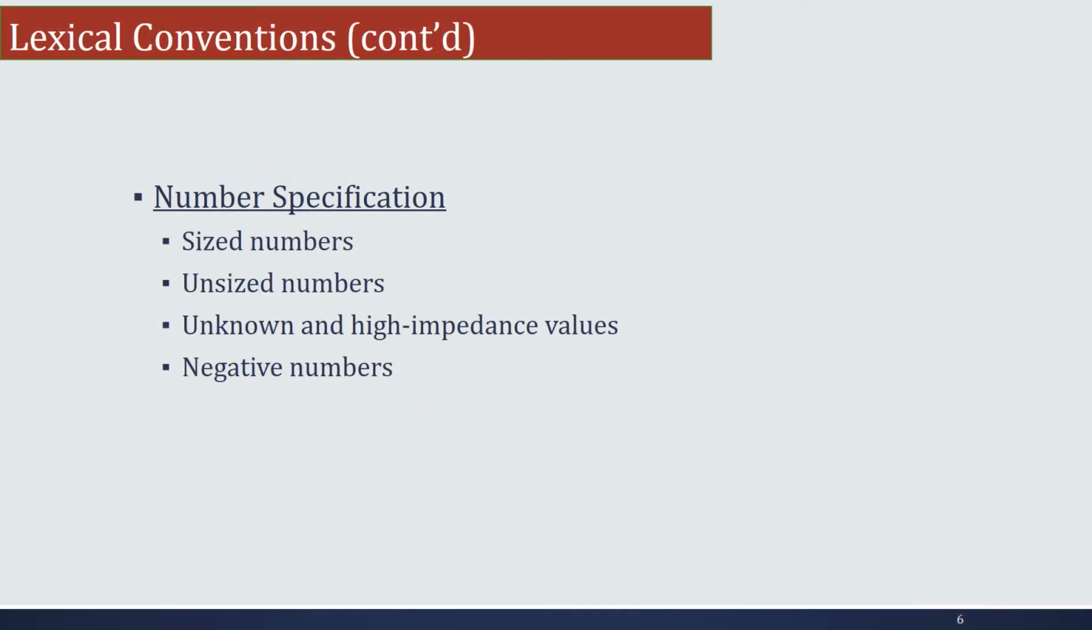Number specifications. So you are trying to represent a circuit diagram, so the representation or the behavior of the circuits needs different types of representation. They will be represented with sized numbers, that is, the size of the number will be specified in the representation, unsized, unknown and negative numbers. So these are the features required for an HDL.